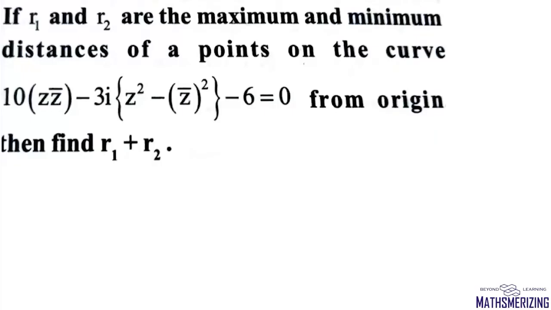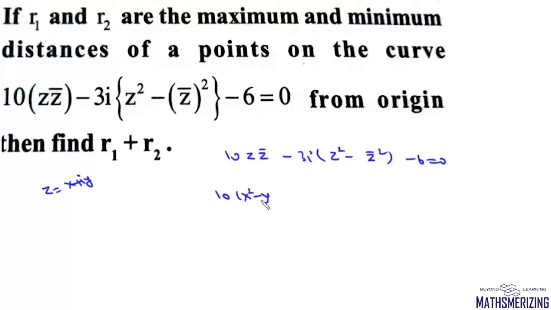Now here the question is, if R1 and R2 are the maximum and minimum distance of the points on the curve 10 z bar minus 3i(z square minus z bar square) minus 6 equals 0 from the origin, find R1 plus R2. Now we'll take z as x plus iota y, then z z bar is mod of z square, which is x square plus y square, minus 3 iota times (x plus iota y) whole square minus (x minus iota y) whole square. So it will be simply 4xy iota, and then minus 6 equals 0.